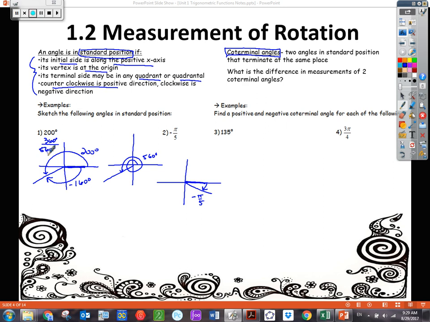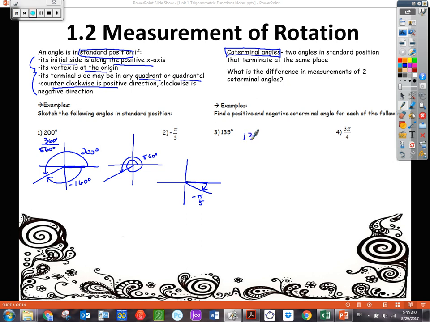Right? So how do we get coterminal angles? We're either going to add 360 or subtract 360 if we're in degrees. If we're in radians, we would add 2 pi or subtract 2 pi. I mean, that's all there is to it. And there's an infinite number of coterminal angles. Here's a typical problem that you might be faced with. Find a positive and negative coterminal angle for each of the following.